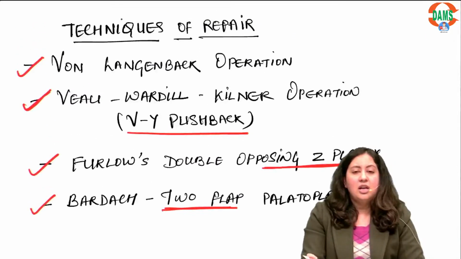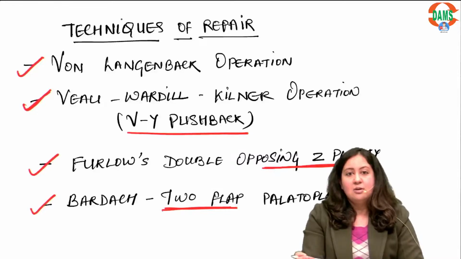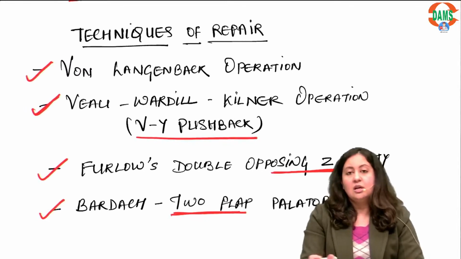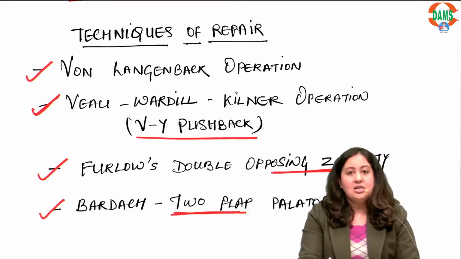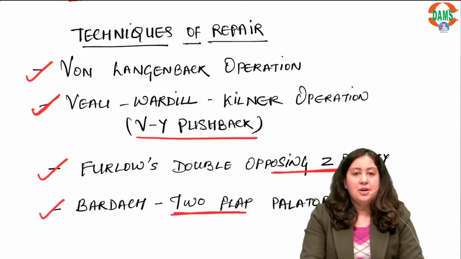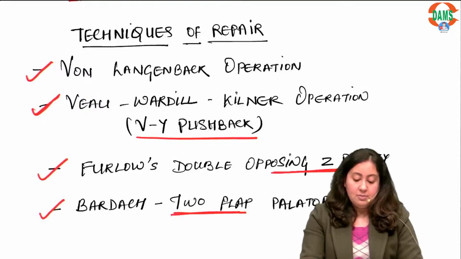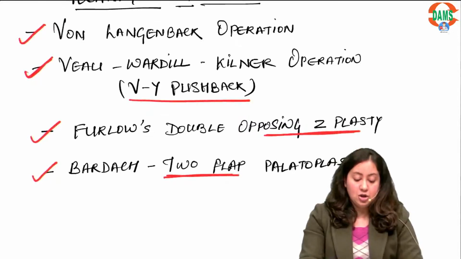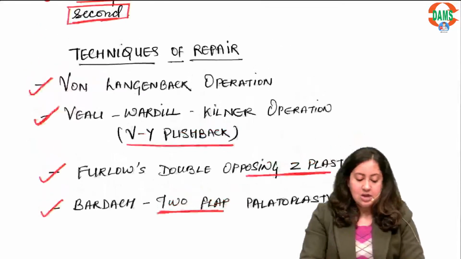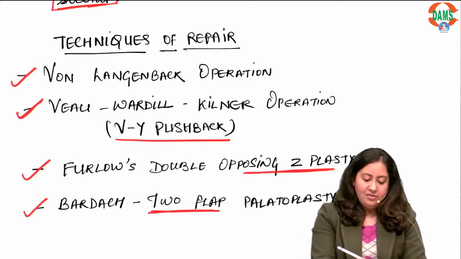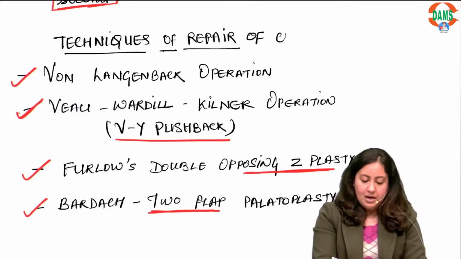So the techniques of repair for cleft palate, I'll just repeat again, because you need to remember which one is the Z-plasty, which one is the VY, and which one is the two flap, because sometimes in your options they can give you only VY plasty, Z plasty. So I'm repeating again: Von Langenbeck operation, Veau-Wardill-Kilner operation, which is your VY pushback, Furlow's double opposing Z-plasty, and Bardach two flap palatoplasty. These are your techniques for repair of cleft palate.